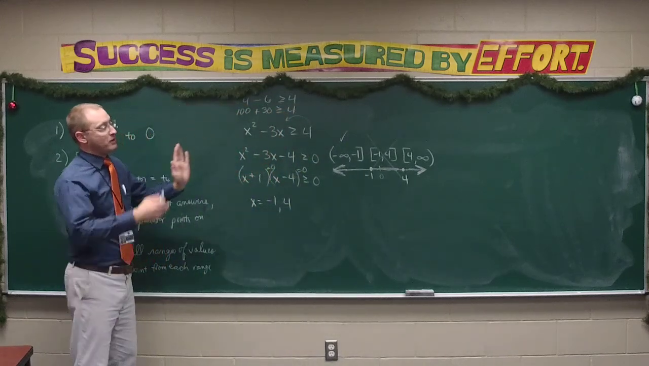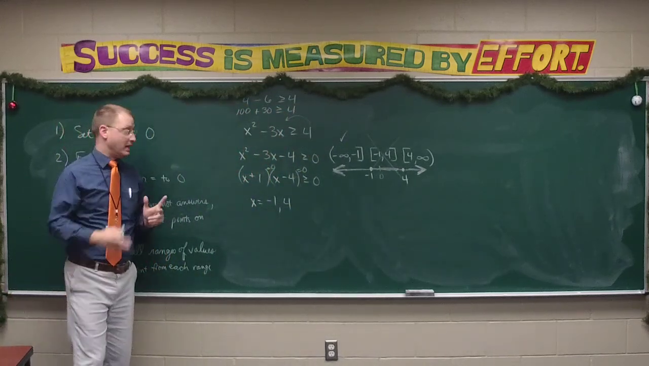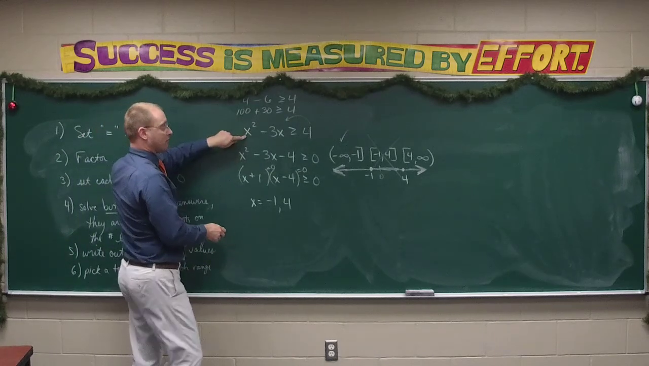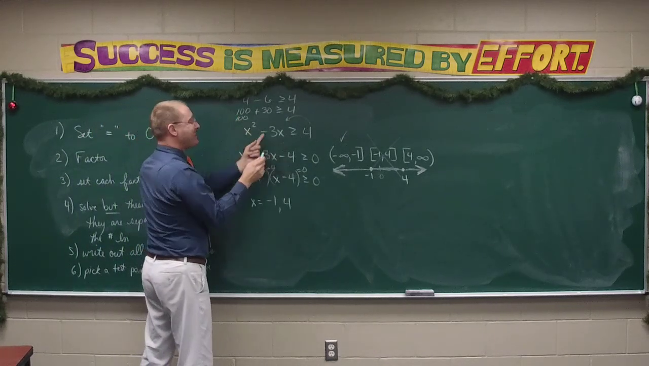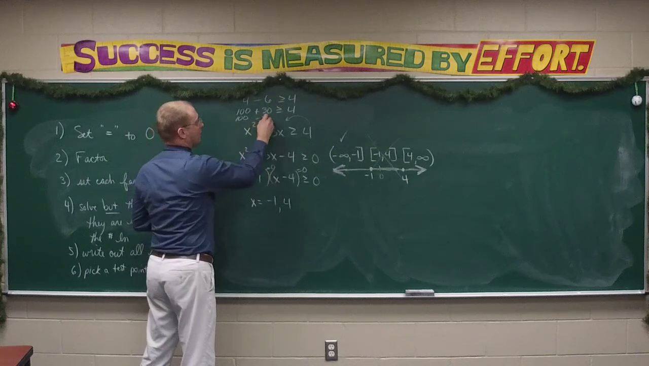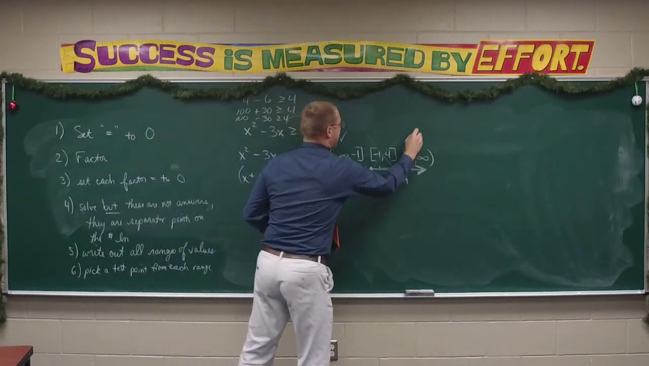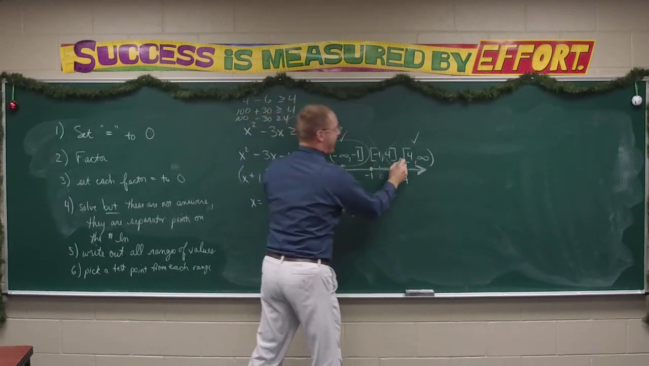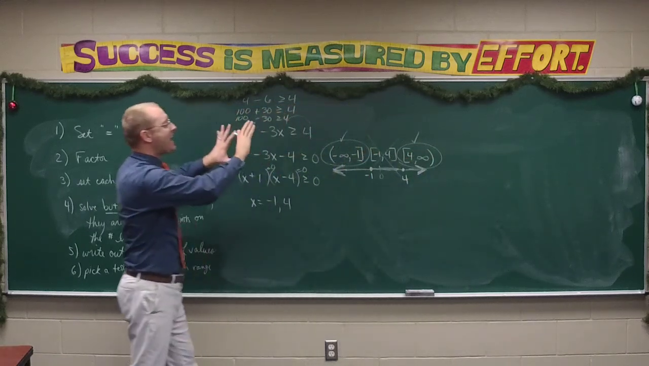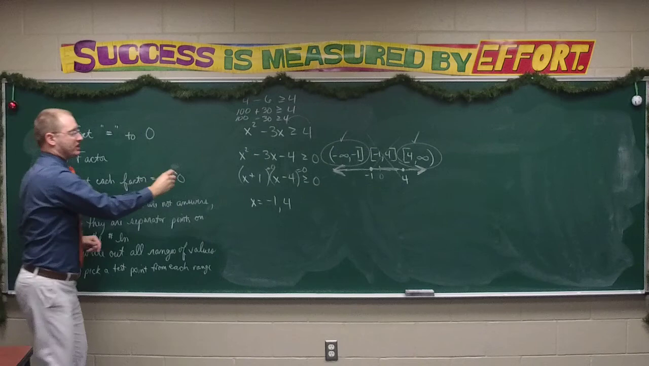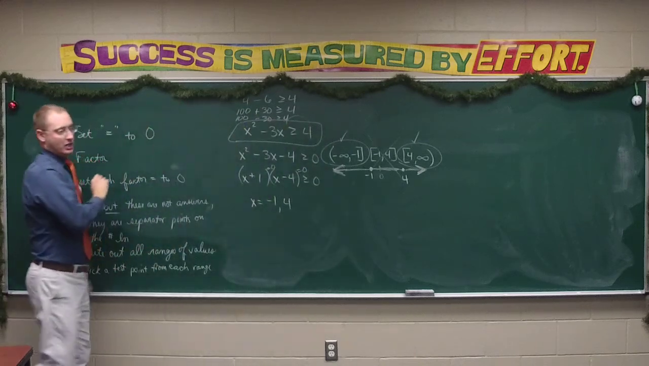Let's try something between 4 and infinity. 10. All right, so we square a 10, 100. 10 times -3 is greater than or equal to 4? Yeah. So this time my answer is this range and this range. Anything in those 2 ranges will satisfy that inequality.